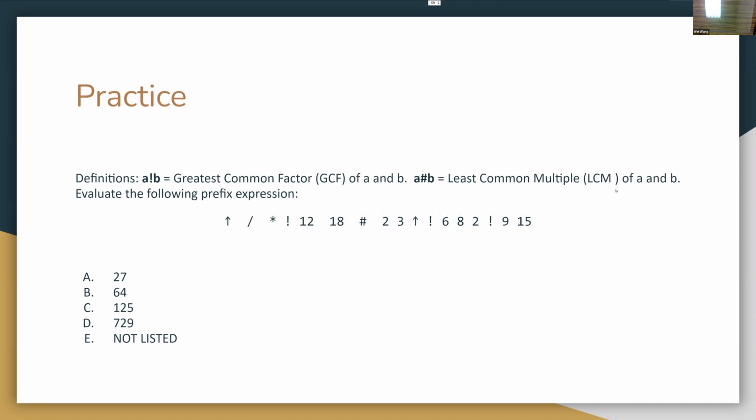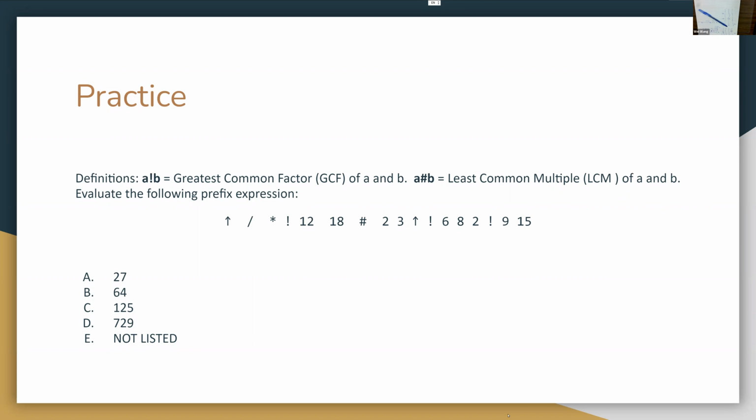This is a problem from an actual test, a contest. So my answer is D. I'll explain it. Okay, let's do it.